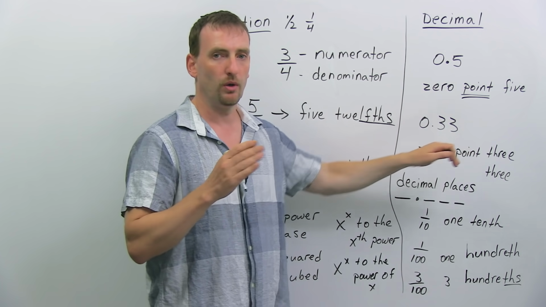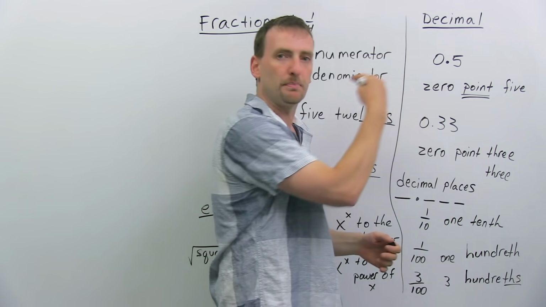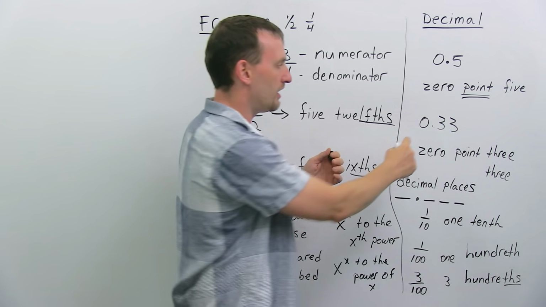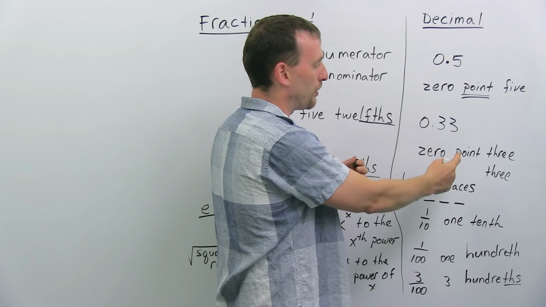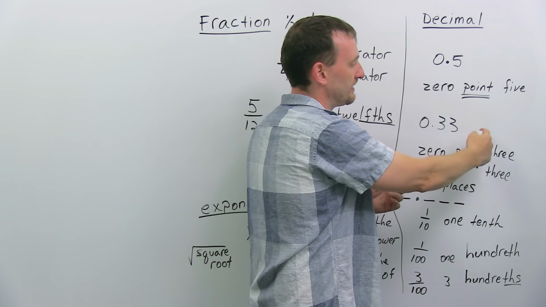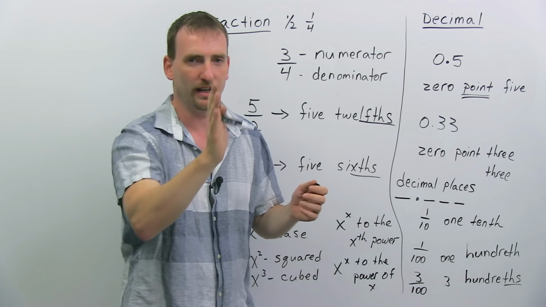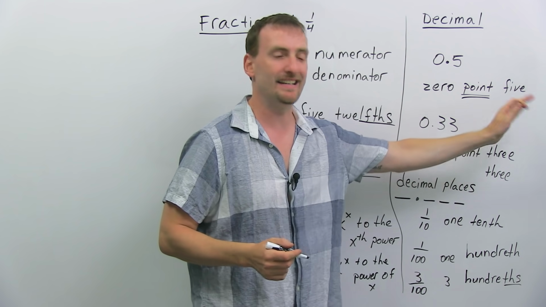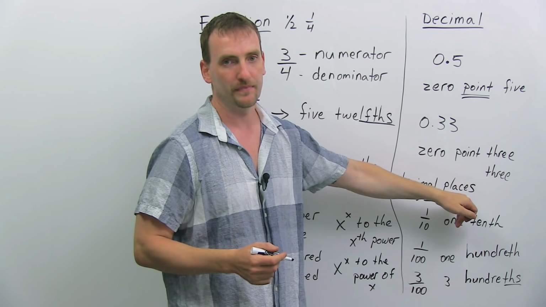Now, 0.33, not thirty-three. Because this is not a whole number. This is a partial number, just like a fraction. It's less than 1, so it's not 33. It's 0.33. And you can go as many decimal places as you want.